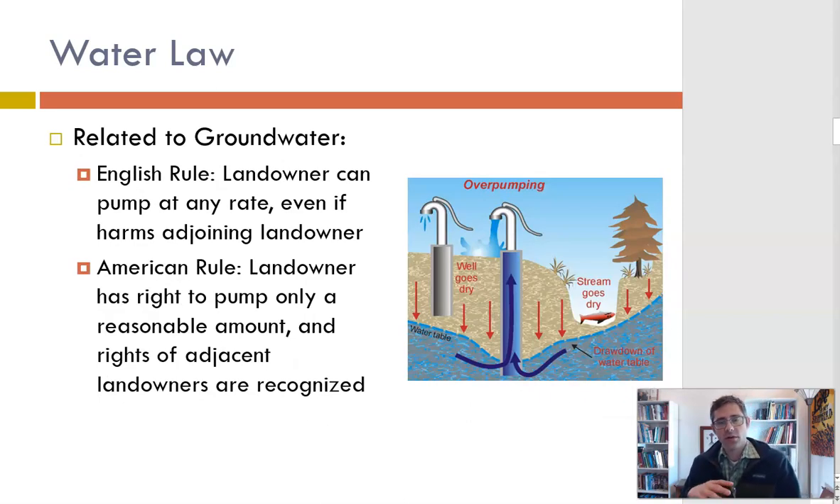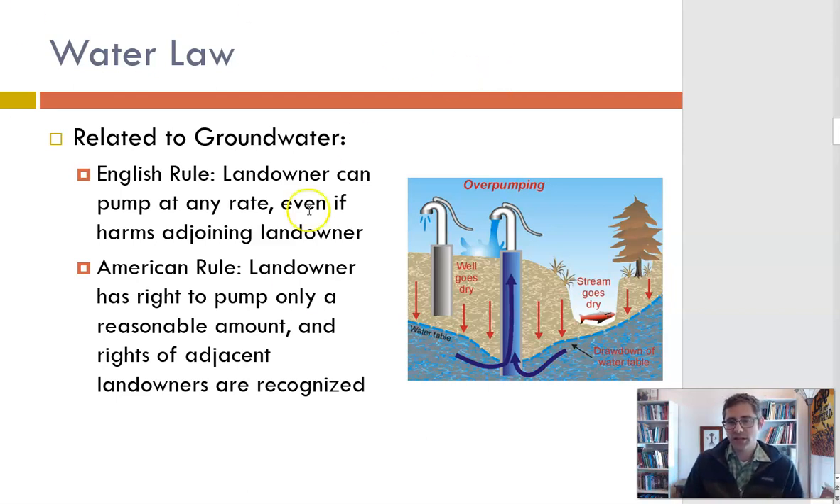Related to groundwater, we have two different kinds of rules. One is the English rule and the other is the American rule. The English rule says, if I have a well, I overlay groundwater, I can pump whatever I want, basically. It doesn't matter if it harms you. The American rule says, I can pump as much as I want, but it has to be reasonable, so I have to be using the water. I can't just let it run everywhere and do nothing with it. And second is, I can't be harming an adjacent landowner.